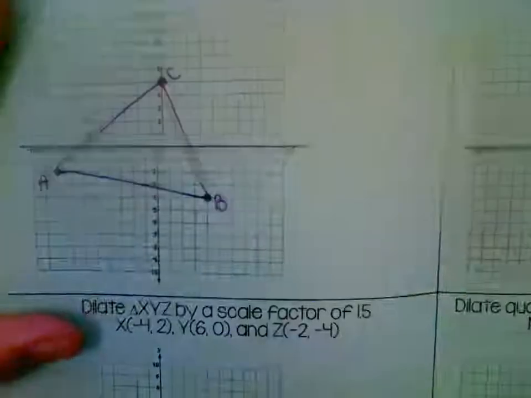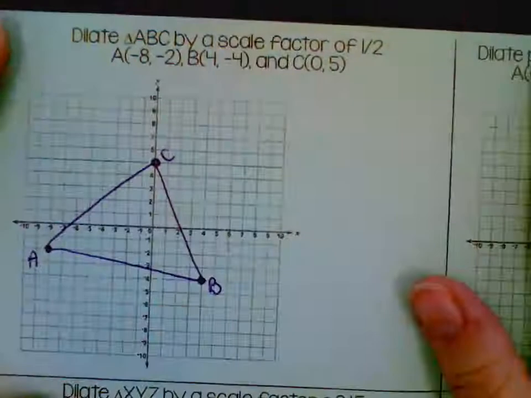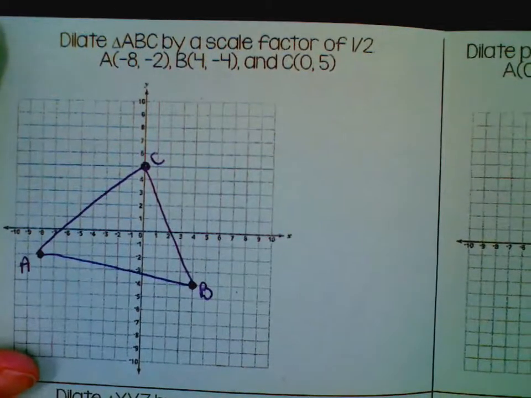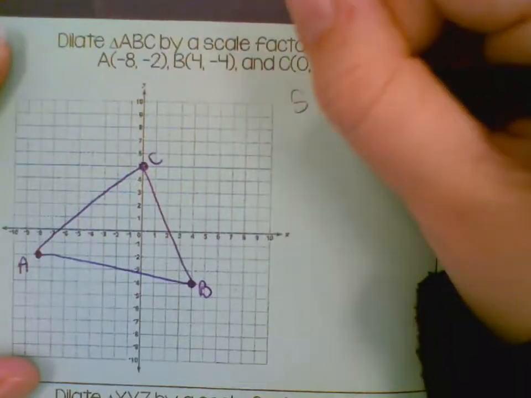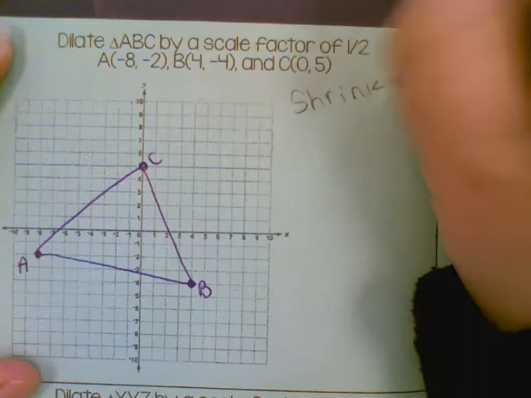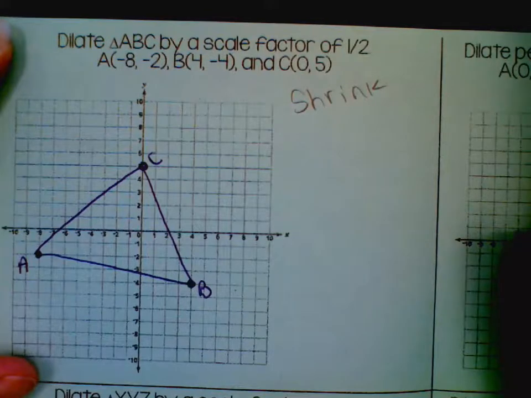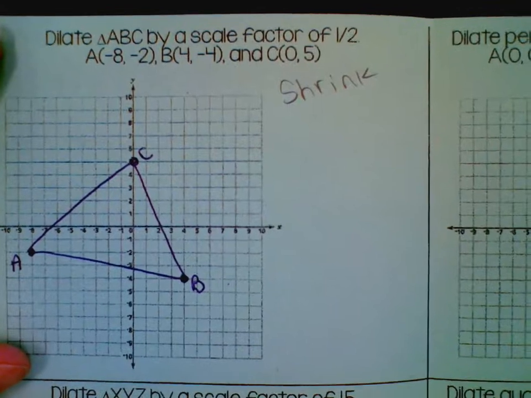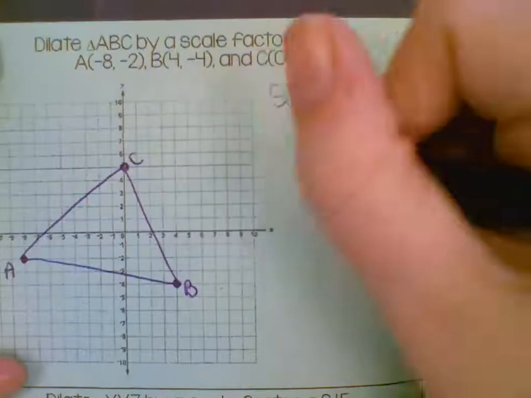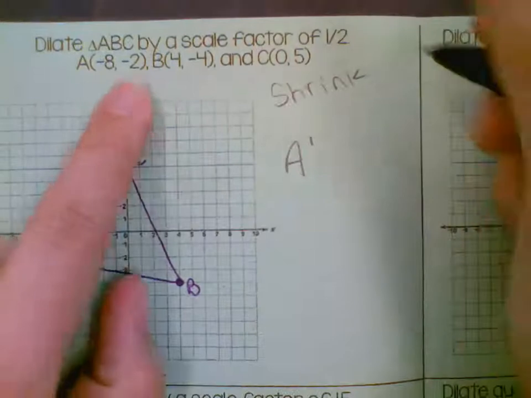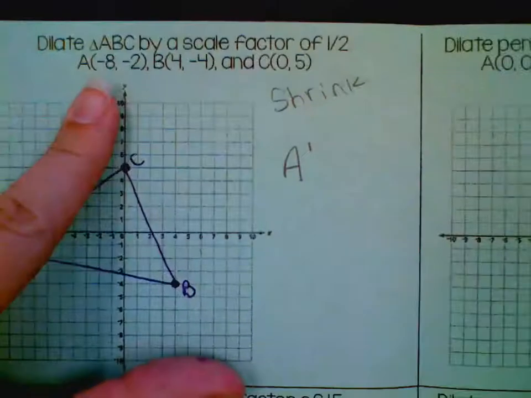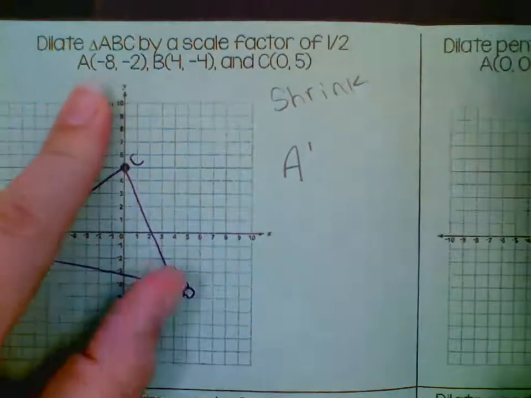Okay, so our first dilation told us that we were multiplying by a scale factor of 1/2. So is our figure going to grow or shrink? Good, we're going to shrink because our scale factor is less than 1. So what we need to do is to take our ordered pairs and multiply them by 1/2. So our A prime point is going to be this point multiplied by 1/2. And remember, multiplying by 1/2 is the same thing as dividing by 2.